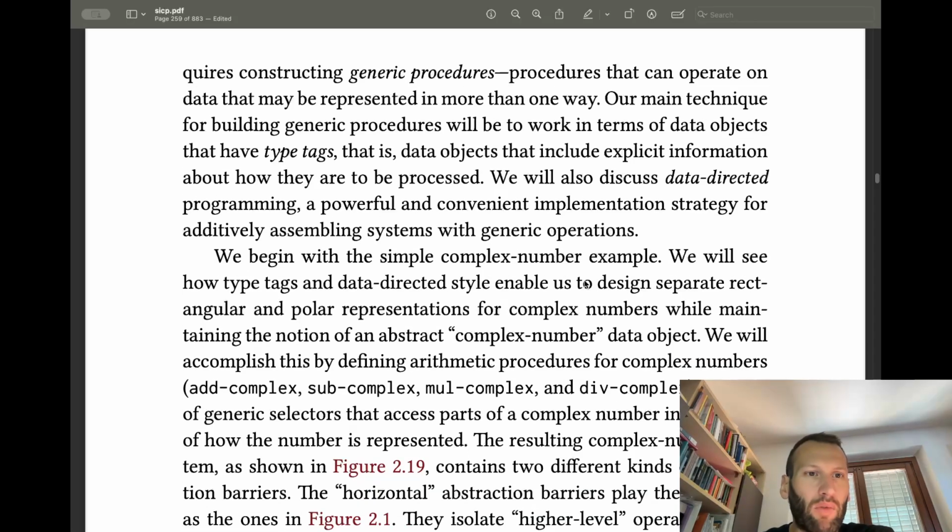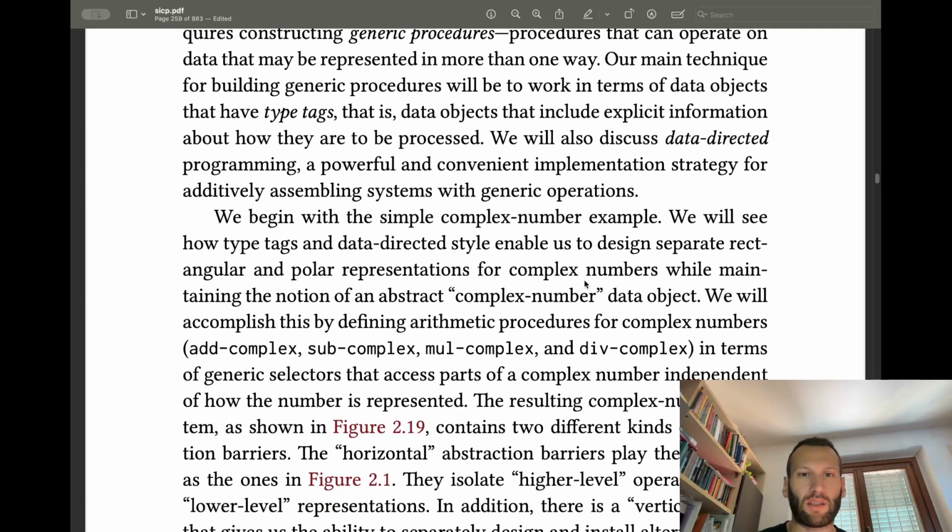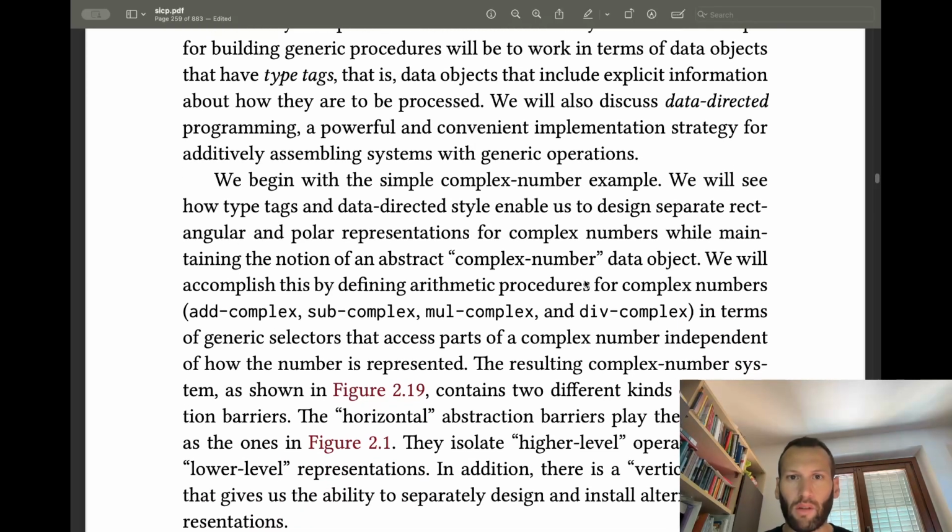Our main technique for building generic procedures will be to work in terms of data objects that have type tags. That is, data objects that include explicit information about how they are to be processed. We will also discuss data-directed programming. That's the first time I hear this term. A powerful and convenient implementation strategy for additively assembling systems with generic operations.